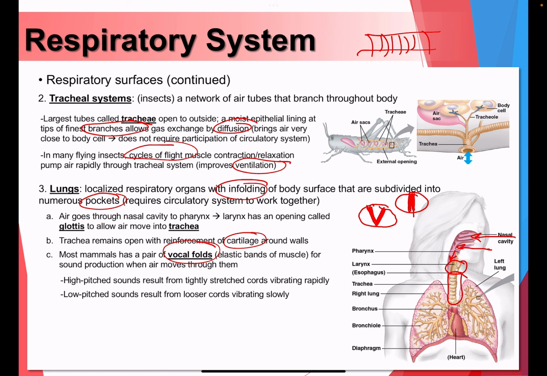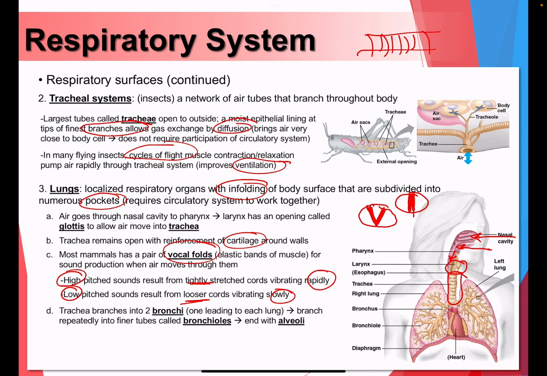So back to the vocal folds, as air moves through the vocal cords, other than allowing us to breathe, it also produces sound. So high-pitched sounds come from tightly stretched vibrating cords. So it's tightly stretched for high pitch. Low-pitched sound comes from looser cords that vibrate slowly. High pitch, they vibrate very rapidly, kind of like a guitar inside your throat here. When you strum the strings of the guitar, sounds are produced. Same thing here. It's just air that is fanning those vocal cords, vibrating them, giving you sounds, high pitch or low pitch.